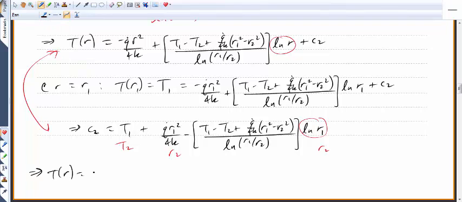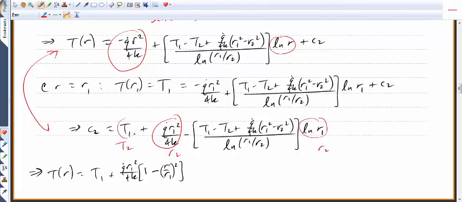So T as a function of r is equal to T1 plus q dot r1 squared over 4k, and this is going to equal 1 minus r over r1 quantity squared, in order to incorporate this term up top here. So that's taken care of, and that's taken care of. We also have the T1 up front.